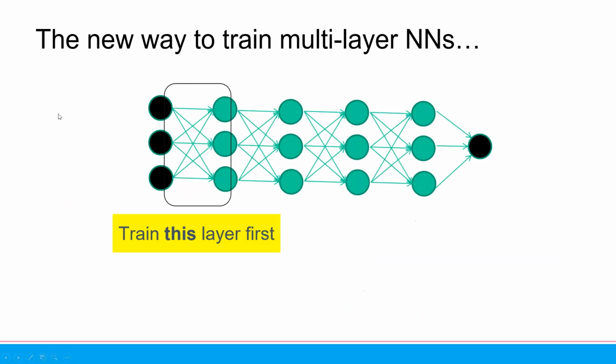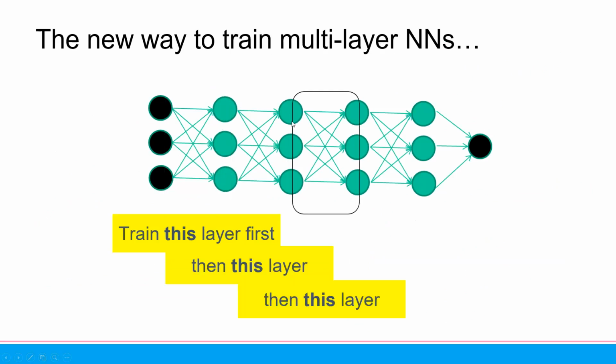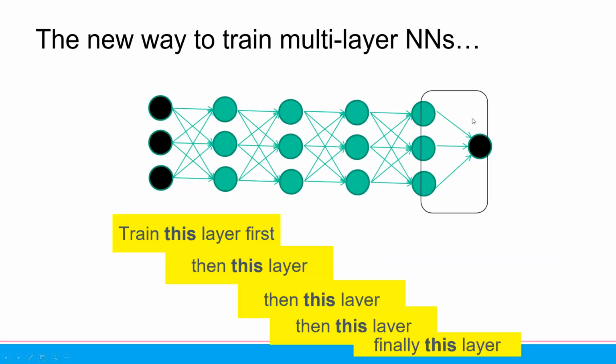So when we have the multi-layer neural network, we will train every one of the layers. We need to train from the input into the first layer first, and then we train the first and the second layer, and then the second and the third layer, and then the third and the fourth layer, and finally we train the last layer and predict the output. So that's usually what we can do with the multi-layer neural network.